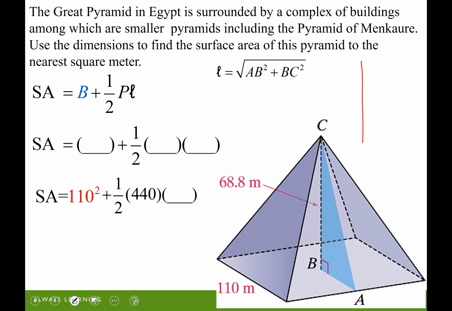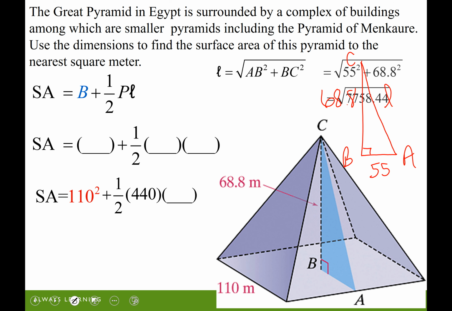So the triangle here, that is BCA, and half the side is 55. So to find our slant height, we can use the Pythagorean theorem. The slant height would be 68.8 squared plus 55 squared equals, that's the slant height squared actually.